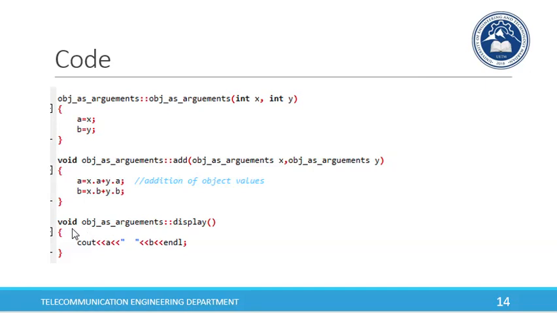Then the return type void, and then the name of the class, and then we will display function. This is basically how you define the function outside the class. If you are defining the function inside the class, there is no need for the scope resolution operator. But if you are defining the function outside the class, then you will use the scope resolution operator for connecting the functions with the class. And here we have just printed the values of a and b.